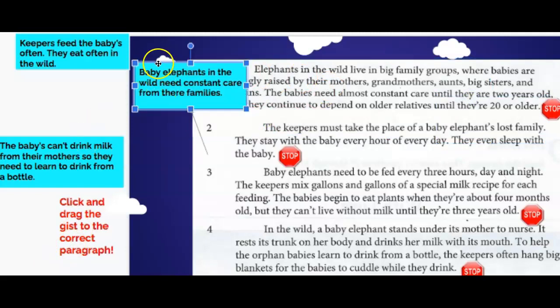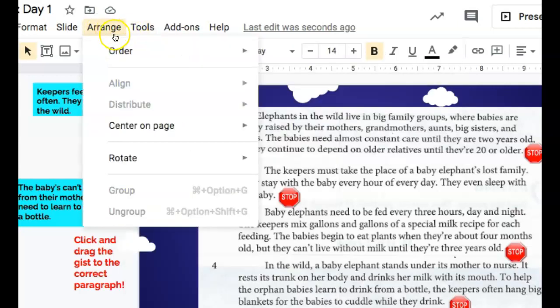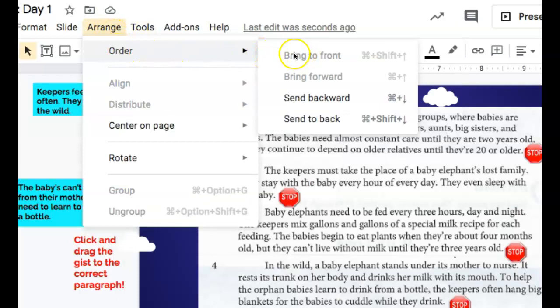If the gisting goes hidden like you just saw that it happened, you can go to the top here. You're first going to click on the gisting, make sure it's highlighted. See how it's highlighted in blue here, the border of it, and it has these little squares. That means that it's clicked on. Then you need to go to Arrange, Order, and then you would click Bring to Front. Okay?